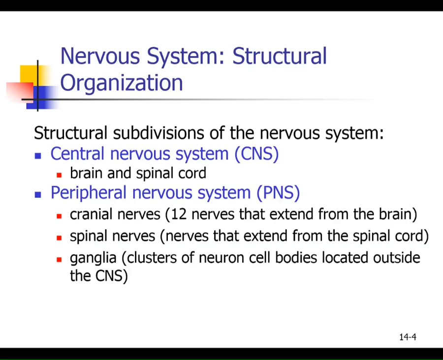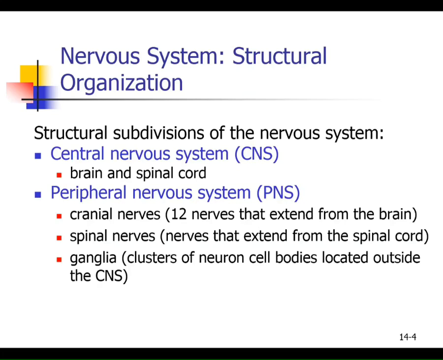And then there are these structures called ganglia. I'll mention them now. I'll show you a picture on the next slide. They won't make any sense to you for a couple of weeks or a couple of lectures, but we'll come back to them. Ganglia are going to be clusters of neuron cell bodies. And when you look at the picture, I'll show them to you.